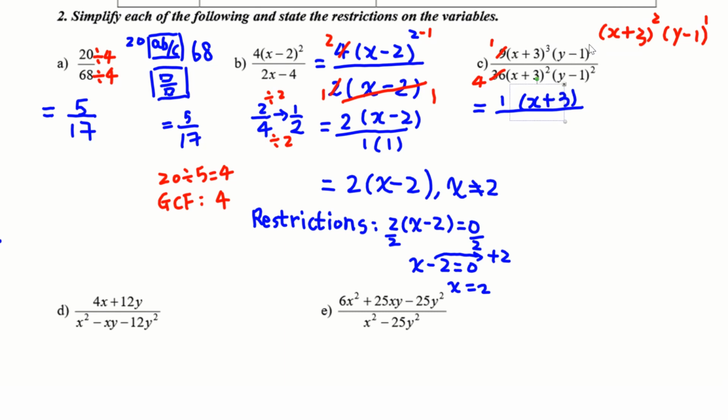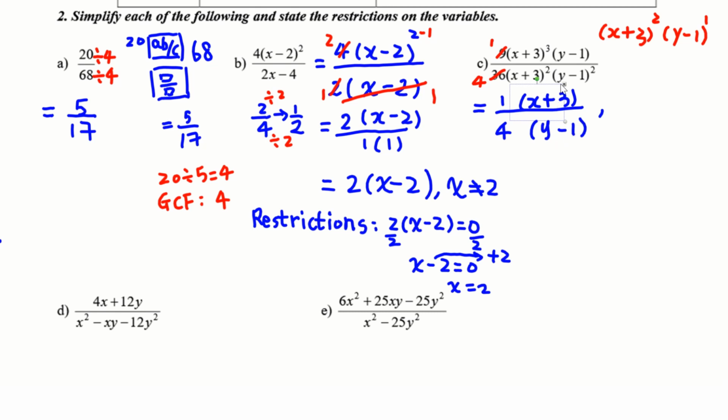y minus 1 to the degree 1, 1 minus 1 gives you 0. So this base power is gone. And in the denominator we have 4. Then x plus 3 squared divided by x plus 3 squared is the same base, degree subtract 2 minus 2 is 0, so it is gone. For y minus 1, degree 2 minus degree 1, you have y minus 1 to the exponent 1 left. Exponent 1 we don't have to write. So this is a check again. There are no common factors, so this is the simplest form.